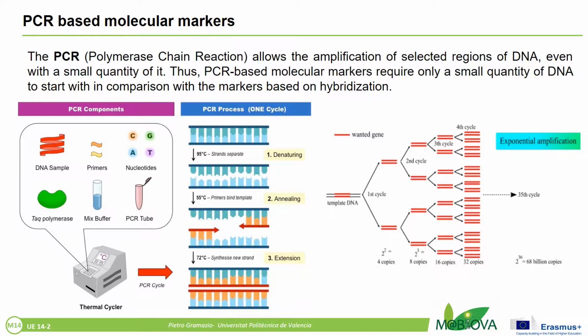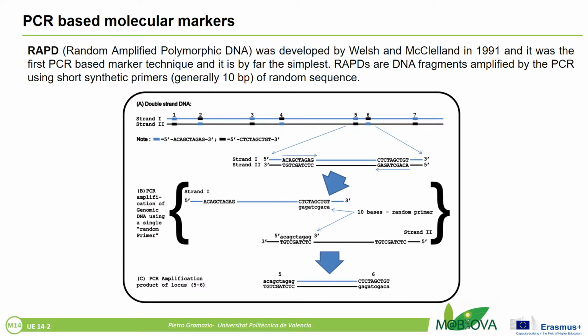Thus, PCR-based molecular markers require only a small quantity of DNA to start with in comparison with the markers based on hybridization. In the additional materials of this subunit, you will find a detailed video about the PCR. Let's see the RAPD. Random Amplified Polymorphic DNA was developed by Welsh and McClelland in 1991, and it was the first PCR-based marker technique, and it is by far the simplest.